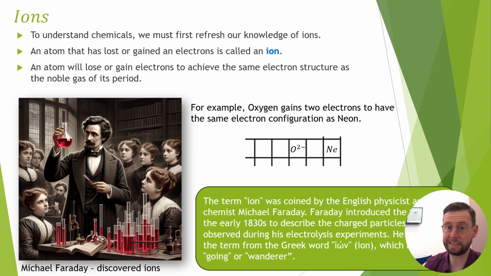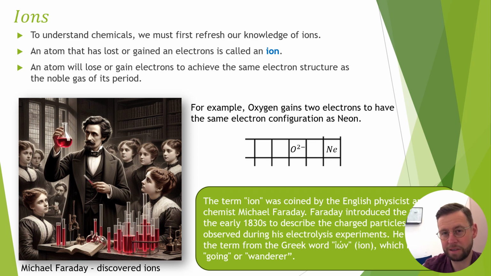Now, to understand chemicals, we need to refresh our knowledge of ions, which you might have done at GCSE. Basically, an ion is any atom that has lost or gained an electron. What this would mean for that atom is that it's no longer electrically neutral. If it's gained an electron, it would be negatively charged overall, and if it's lost an electron, it would become positively charged overall.